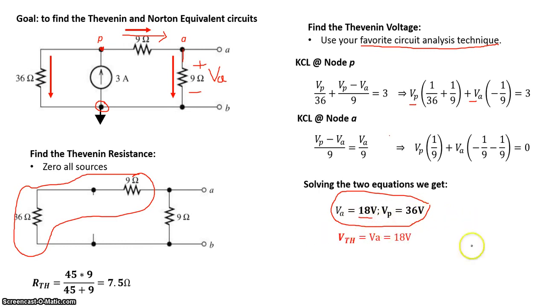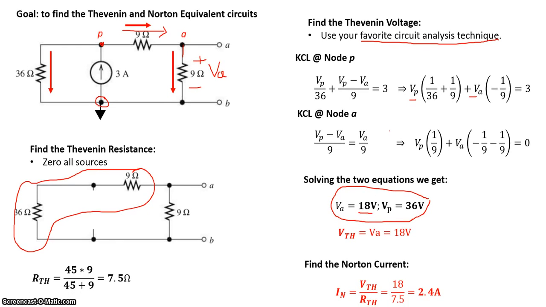So Thevenin voltage is VA because that's what is seen from the source. Now for the Norton current, it's basically the Thevenin voltage divided by the Thevenin resistance. So we get I Norton is equal to VTH divided by RTH, and that gives us 2.4 amps.